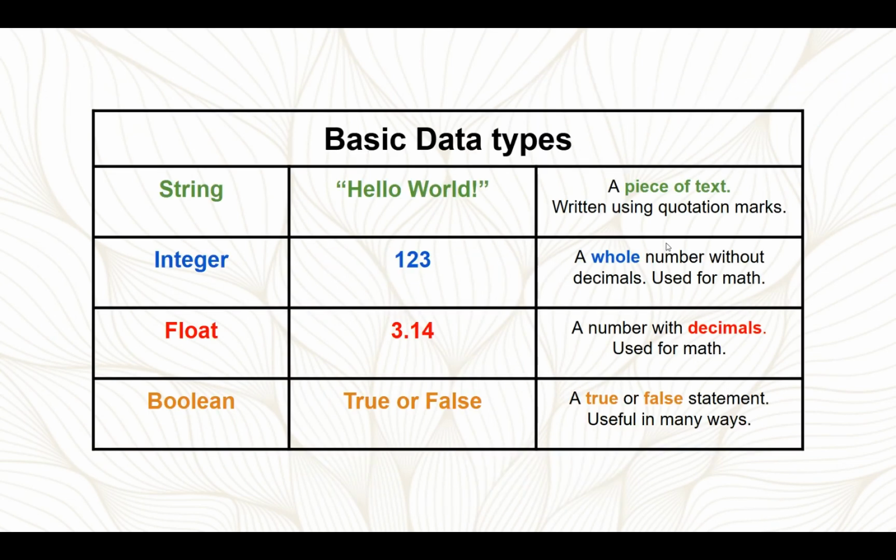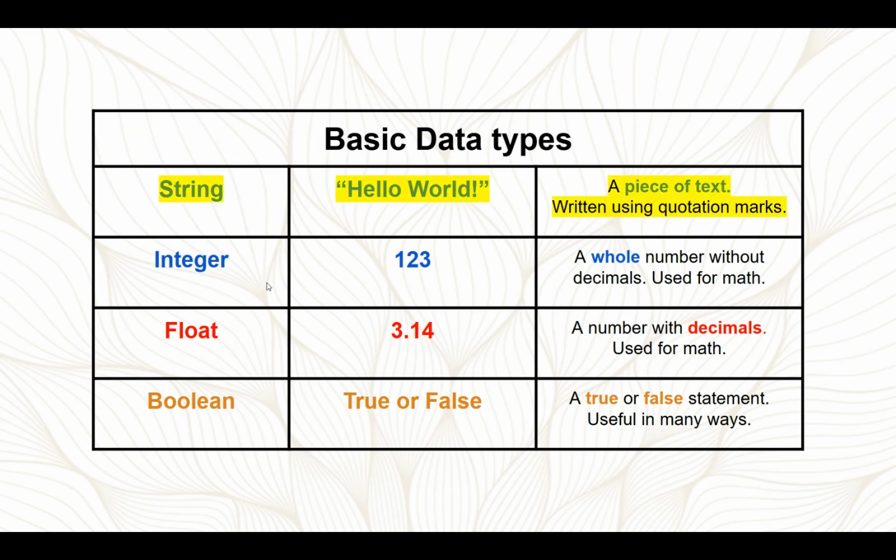There are four main basic data types in Python. The number one data type is string, followed by integer, then float, and then Boolean. So what are data types? Data types are basically four types of things. The first thing we're going to be talking about is strings.